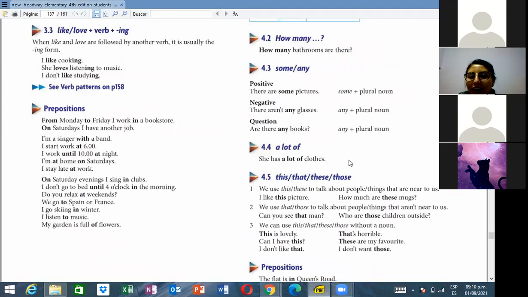And also we have a lot of, right? Y tenemos a lot of. A lot of, chicos, generalmente va a estar en medio de la oración. ¿Ok? She has a lot of clothes. She has a lot of cars. She has a lot of, ¿ok? Siempre, si va a estar en el medio, va a estar los tres.